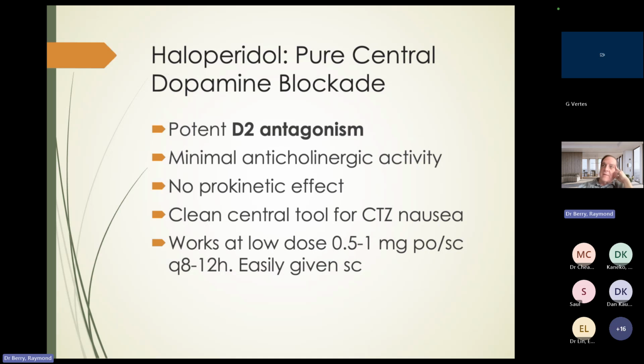People are sometimes surprised by this. They think Haldol is a sedating drug. It really isn't. It's been used so much historically for severe agitation that people think it's sedating. It isn't. It's actually one of the least sedating antipsychotics we have. Very clean because it doesn't have that anticholinergic activity. So when you need pure dopamine blockade, Haldol is the drug we reach for probably the most in palliative care.